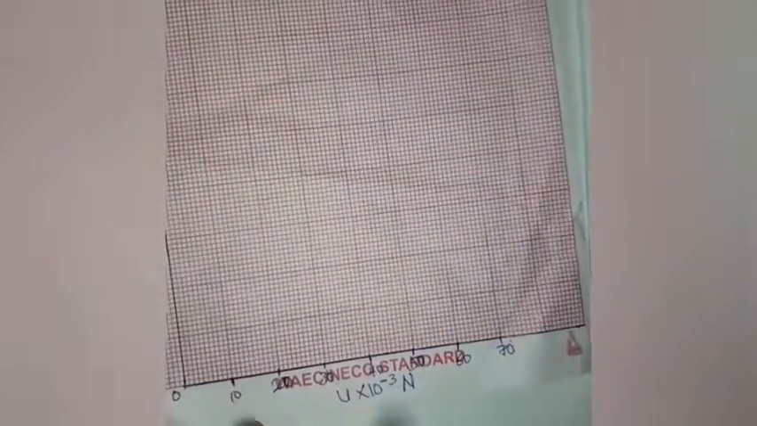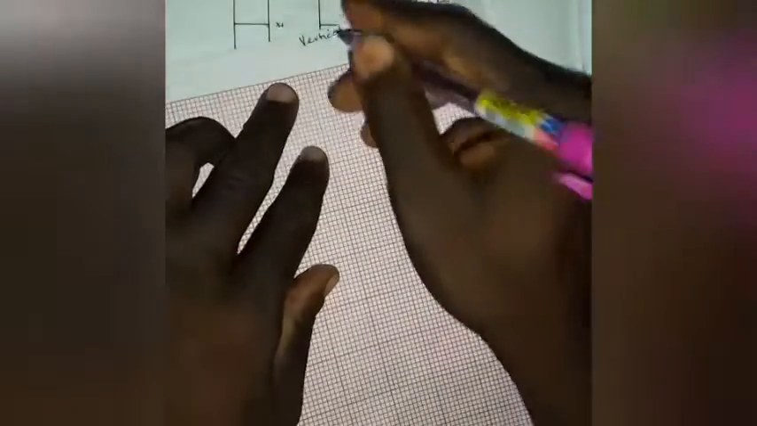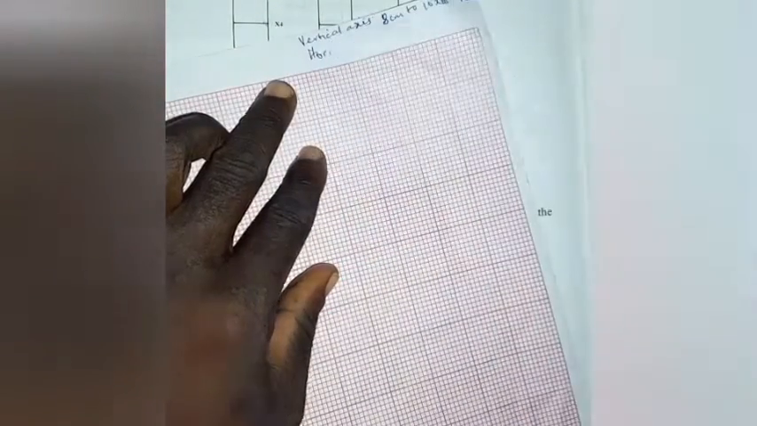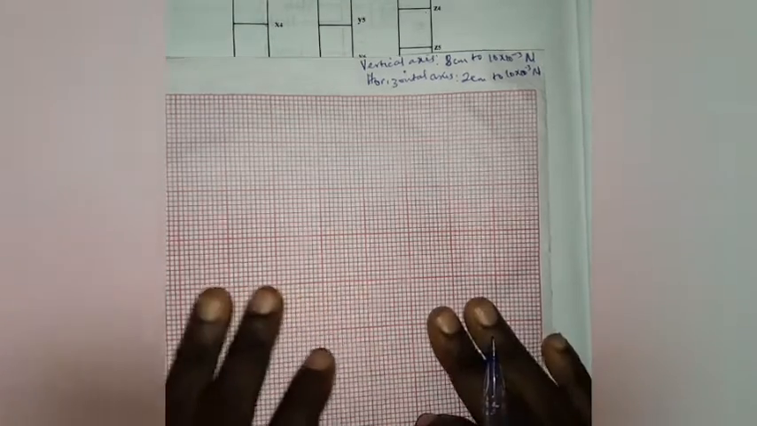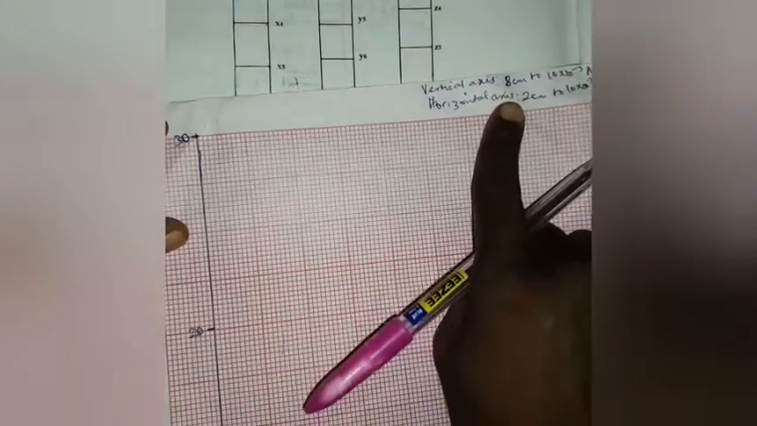Then on the horizontal axis, or U axis, this is the vertical axis or V axis, on the horizontal or U axis, I have 2 cm to 10 times 10 raised to the power minus 3 units. So you see that here, horizontal axis. So that is my scale there. And then next, now that I'm done with the scale, I have to put the title of the graph. So my title of the graph is going to be graph of V in Newton against U in Newton.